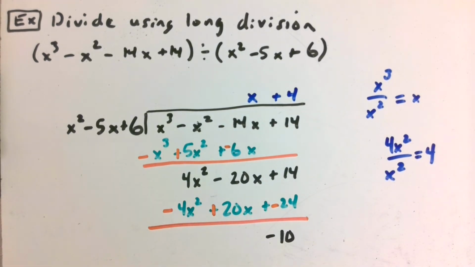We keep doing that three-step cycle until our power of x down at the bottom is smaller than our power of x in front. Right now, our power of x in the bottom, we have a negative 10. So that would be an x to the 0. And that x term in front, that's an x squared. So our power of x here is smaller than the power of x there. So we are done with the long division process.